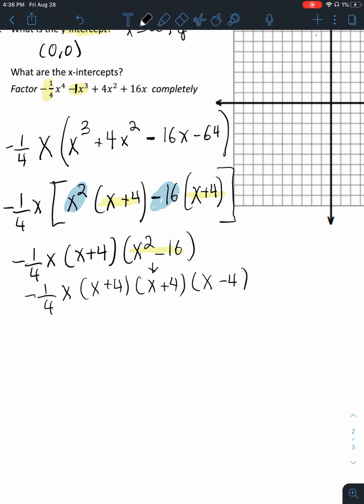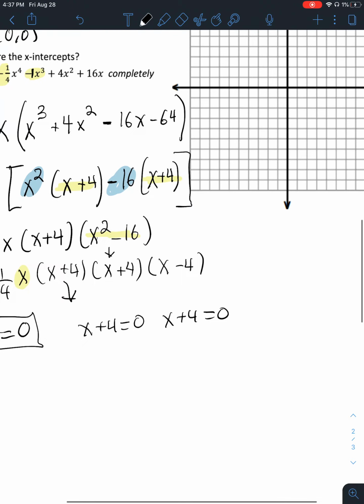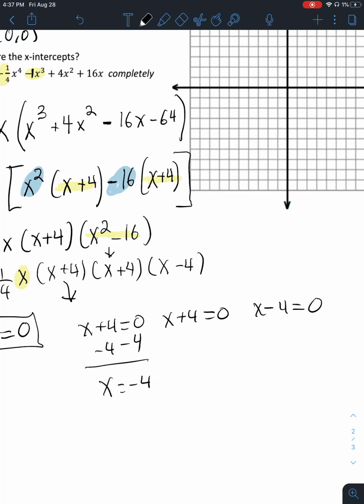And here we have 4 zeros. Do not discredit this x. This x counts, this x has feelings, it is x equals 0. The negative 1/4 does not have an effect. Then you have x plus 4 equals 0, x plus 4 equals 0, and then x minus 4 equals 0. Then you get negative 4, negative 4 again, and a positive 4.